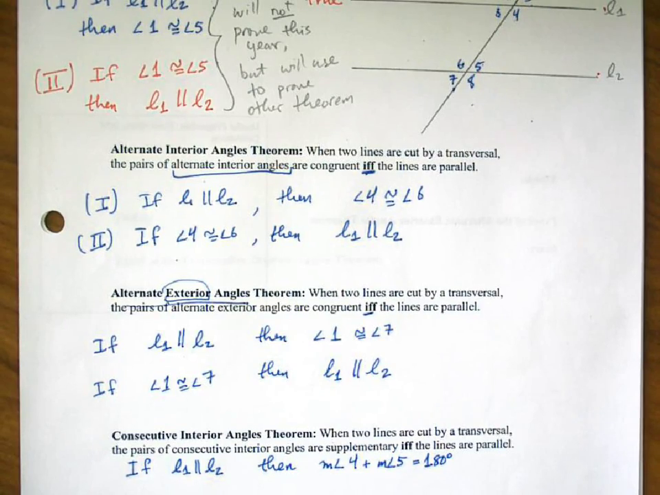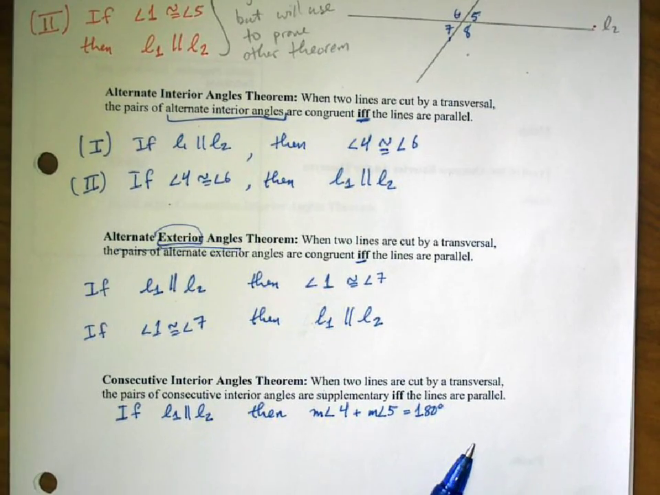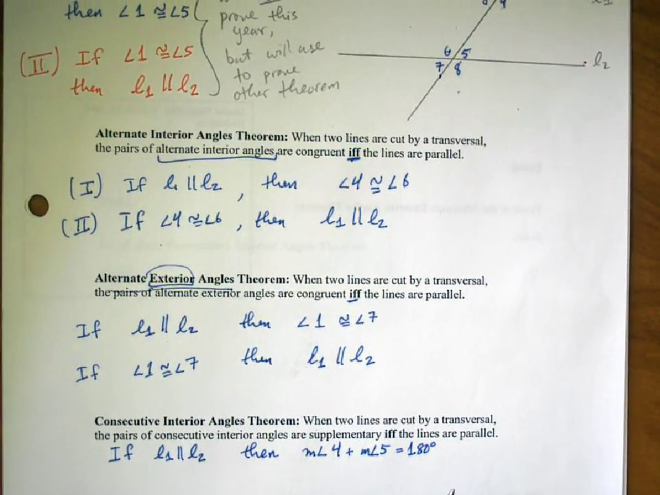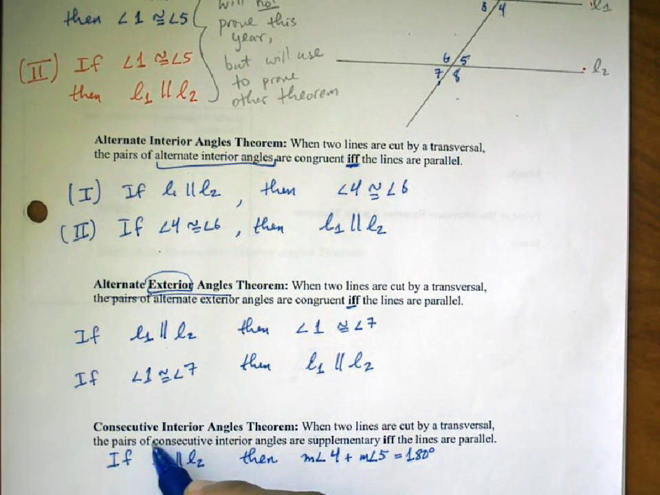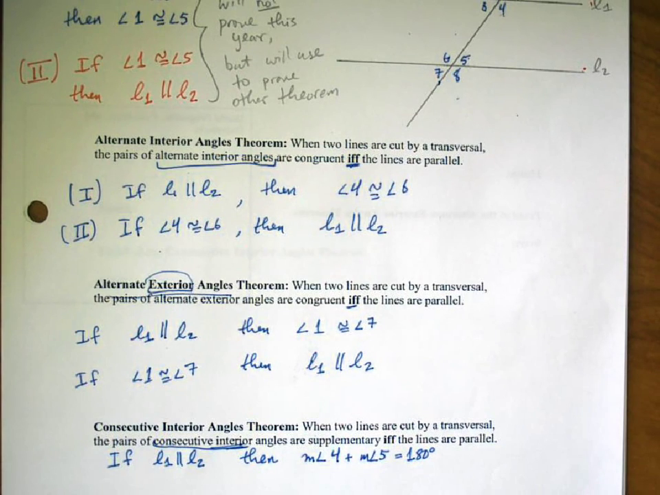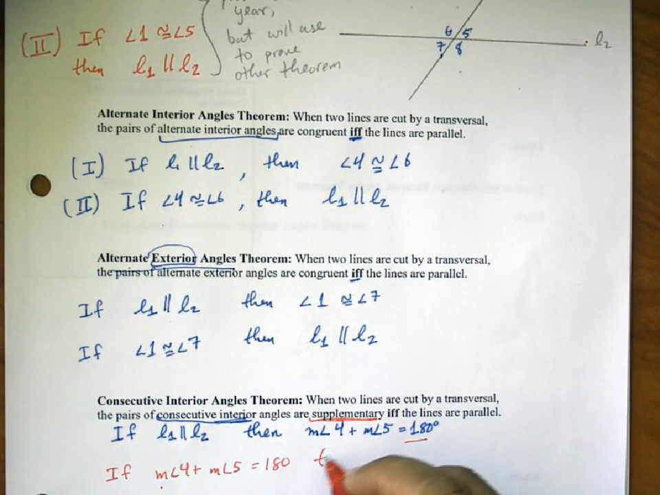Okay. So what I have here is that if the two lines are parallel, then the measure of angle 4 plus the measure of angle 5 equals 180. So 4 and 5 are consecutive interior angles, and the key word here is that they are supplementary, okay? Hence the sum being equal to 180. And of course the converse is if the measure of angle 4 plus the measure of angle 5 equals 180, then the two lines are parallel.